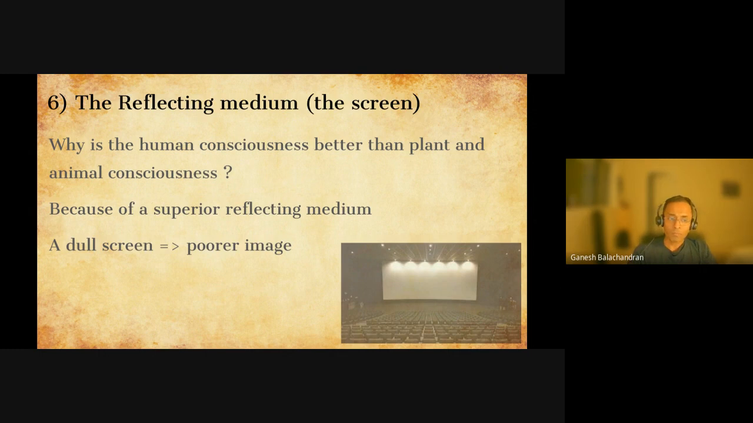You may ask, even though the consciousness is the same in all living beings, plants and animals, why is human consciousness supposedly better than plant and animal consciousness? The reason, they say, is that humans have a superior reflecting medium. So if the reflecting medium is not good, the reflection is also not good. A dull screen provides a poorer image. So the reflecting medium in humans is superior.